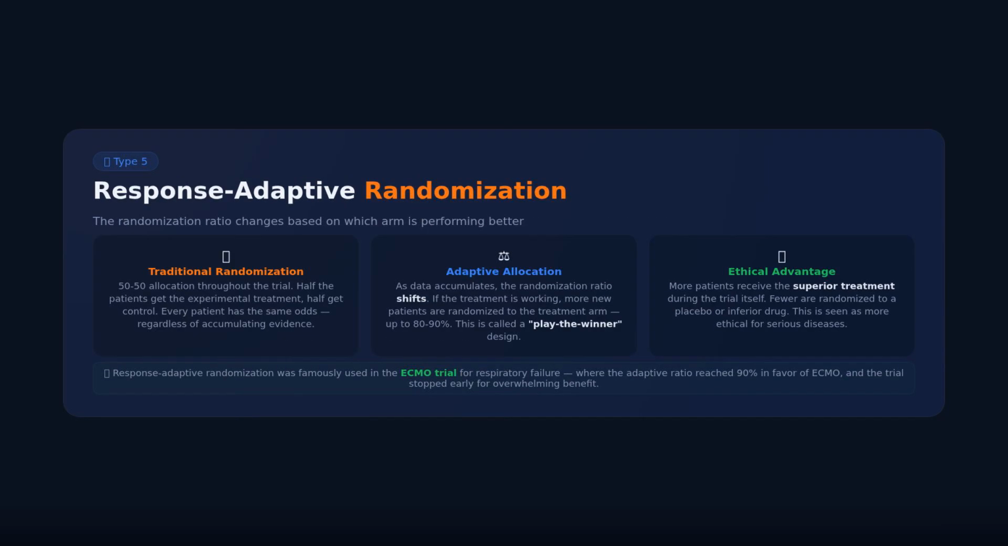Response adaptive randomization changes the randomization ratio based on which arm is performing better. As data accumulates, more patients get the better treatment, up to 80 to 90%. This is called a play-the-winner design. It was famously used in the ECMO trial for respiratory failure, where the adaptive ratio reached 90% in favor of ECMO.